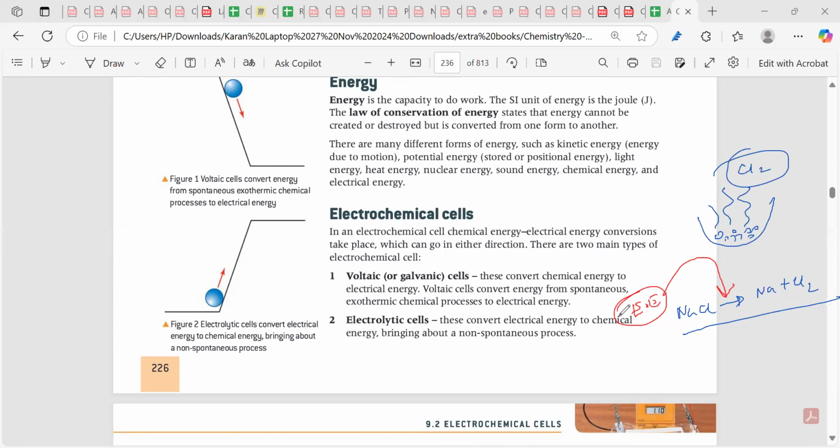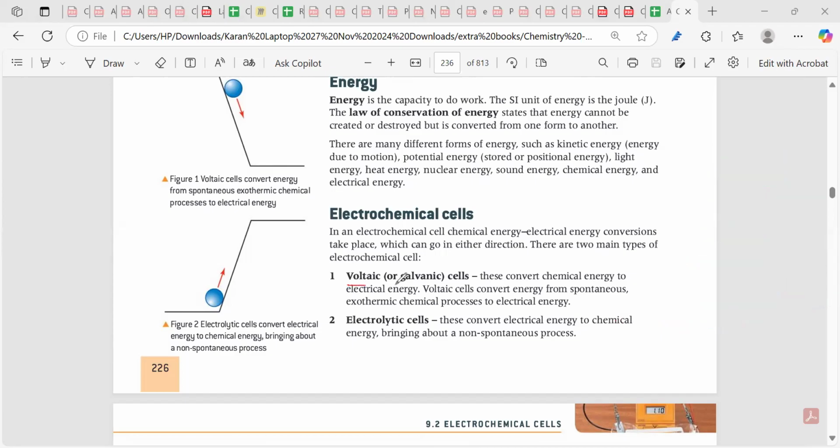Now, when we discussed the first kind of cell, the Voltaic cell, what happens in the Voltaic cell? Suppose there's a spontaneous chemical reaction, say zinc plus copper sulfate gives you zinc sulfate plus copper. There's a spontaneous chemical reaction happening. Can we convert the chemical energy given out? Any spontaneous chemical reaction gives out energy by default.